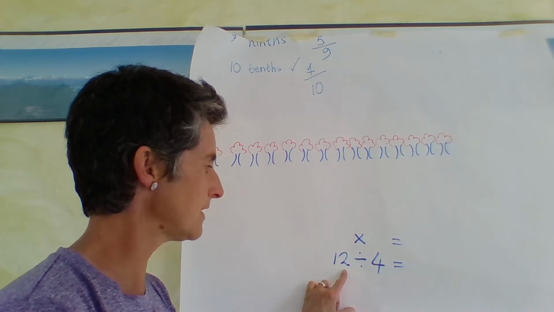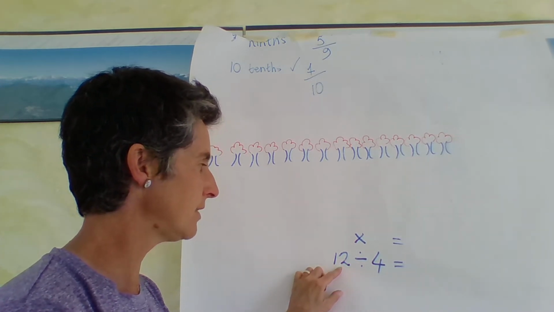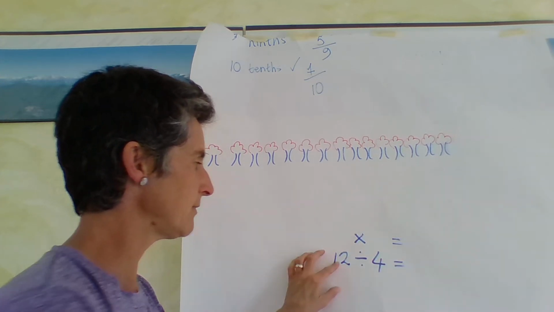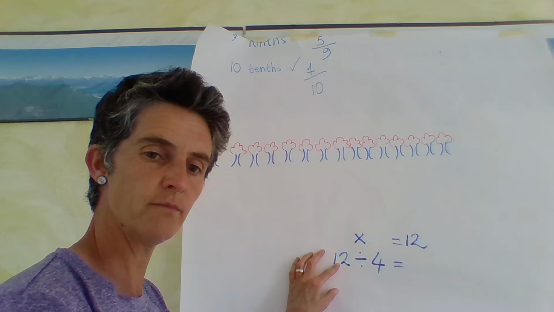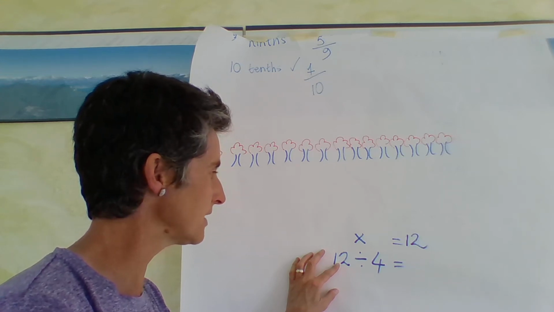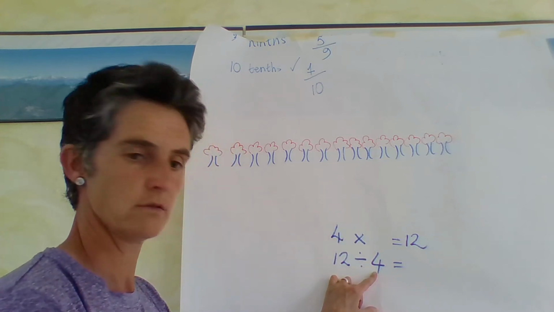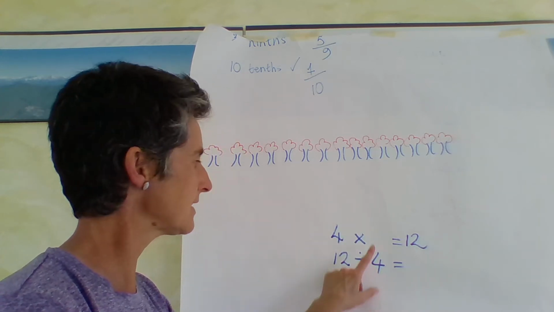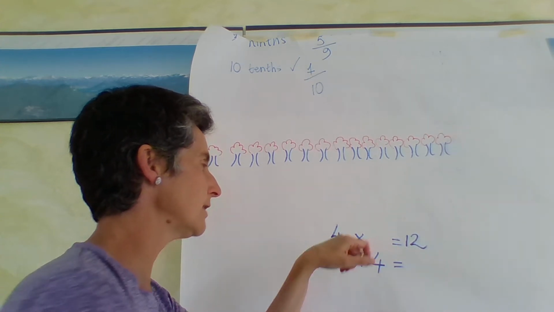Now, 12 is always got to be the biggest number at the beginning of a division calculation. But if this is the biggest number of that family, it's going to come as the answer when we do a multiplication. Okay, so something times something equals 12. We know one of our other numbers is 4. So that's the missing number. Maybe you can work it out now. 4 times what is 12?